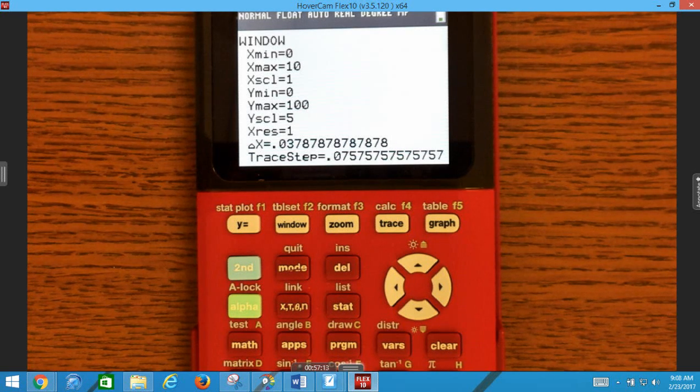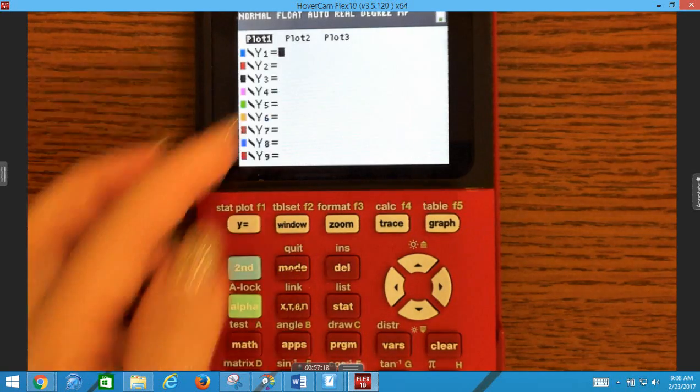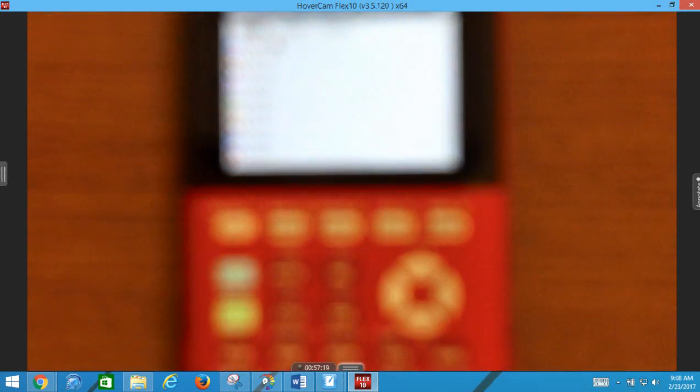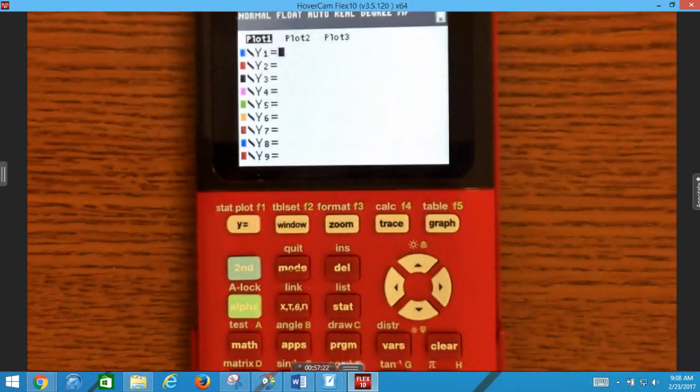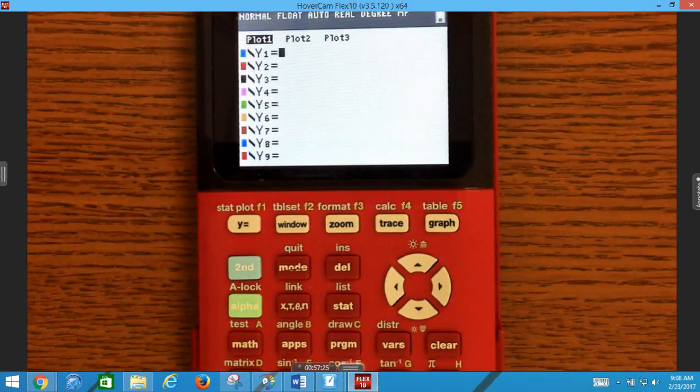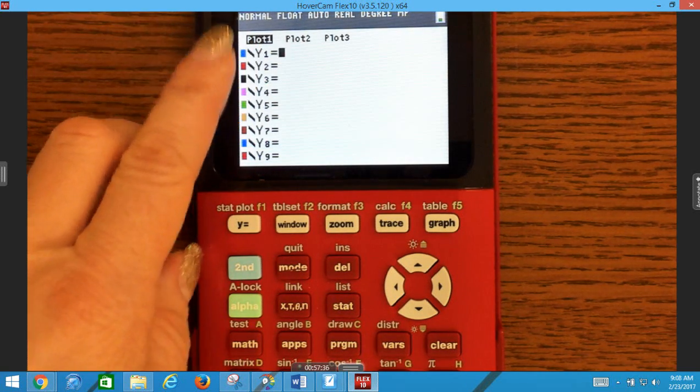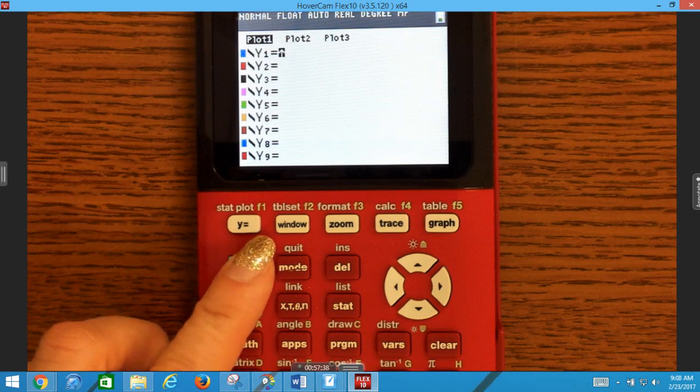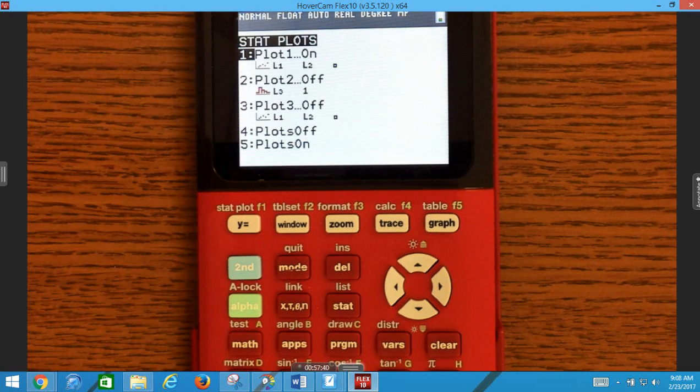Before you graph, if you go to y equals, make sure there is nothing in y equals. Before you graph, you have to turn on the scatter plot. So right now you can see at the top my scatter plot is on. But to go and adjust what the scatter plot does, you do second y equals. Second y equals is your scatter plot stuff. And you hit enter.